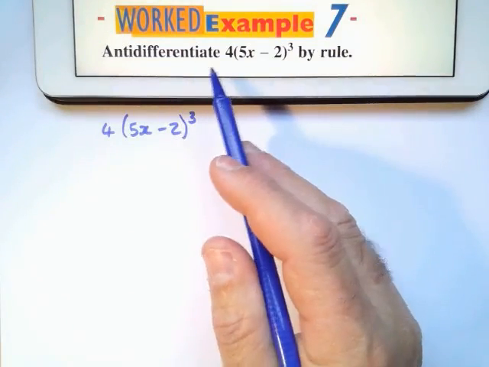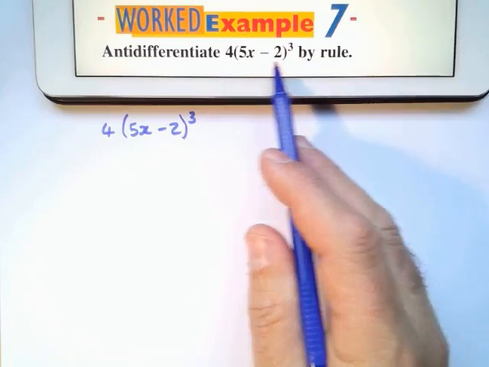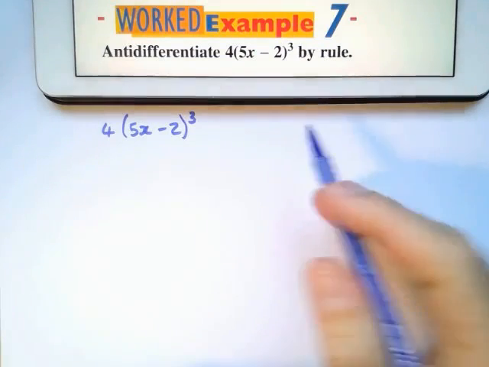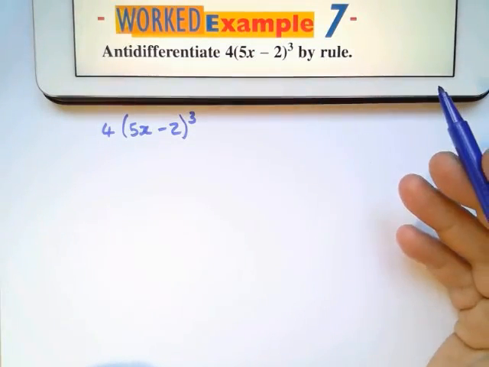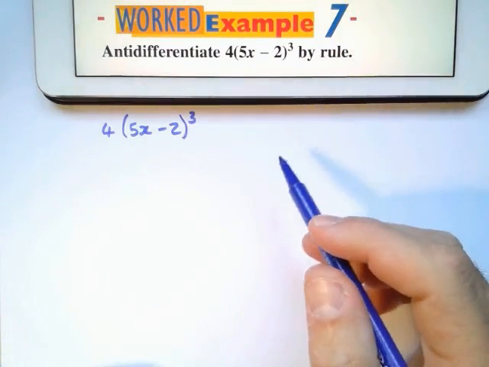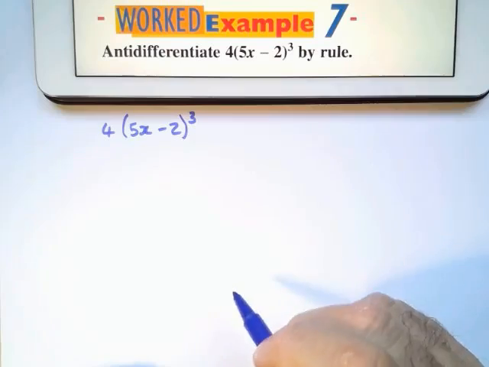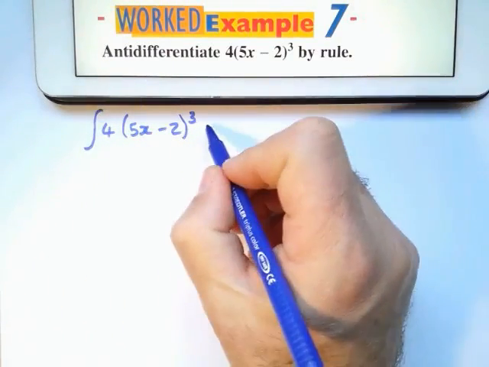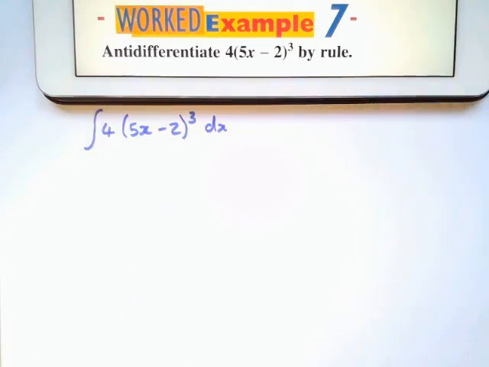Anti-differentiate or integrate 4 times this function by rule. The reason we say by rule is that later on we will show you another method. Unless we say by rule, you can use anything. So let's just have a look at what to do. If they say anti-differentiate, it means we need to integrate in terms of x, because x is my variable.